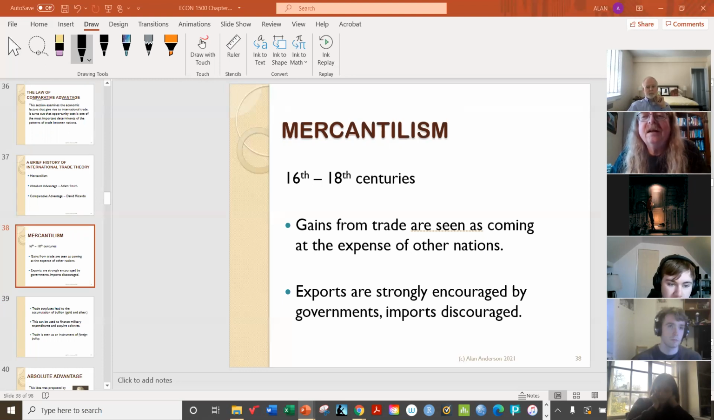This was a period in history when there were a lot of wars going on between these countries. As far as they were concerned, it was just another way of competing with each other.